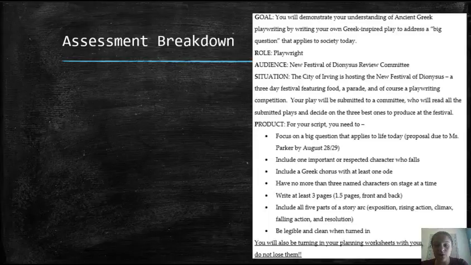You'll see that it includes the due date for when their big question proposals are due. It has length requirements. We don't spend a lot of time talking about all 5 parts of the story arc because they've done that in ELA before, but we do go over it. And I'm a big stickler for that because they should know what that is and they should know how to do it.